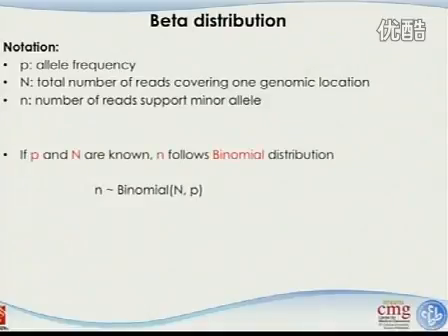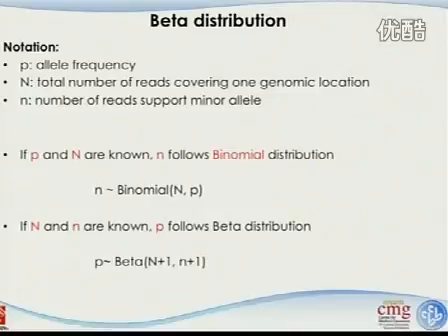Okay, if the allele frequency and the total number of reads are known, this small n will follow a binomial distribution. We went through it. However, for our case, if large n and small n are known, so the total number of reads and the number of reads supporting the minor allele, then this probability, the allele frequency, actually follows a beta distribution. Is that right, statisticians in the room? You probably want to go back and check your books. I hope it's right. And so this really follows a beta distribution.